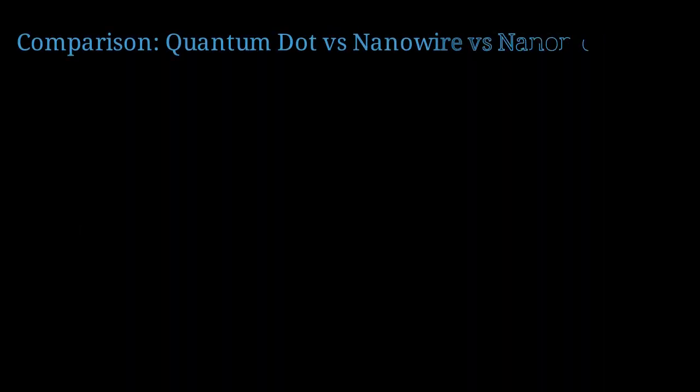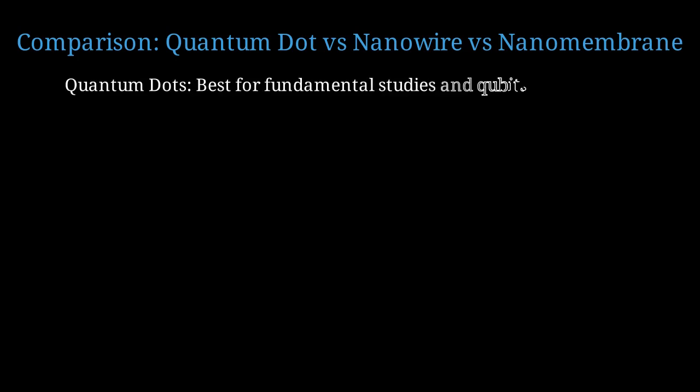Let's compare the three implementations we've discussed to understand their relative advantages and disadvantages. Quantum dot SETs offer the most precise control over parameters. They're ideal for fundamental physics studies and quantum computing applications. However, fabrication requires complex lithography.